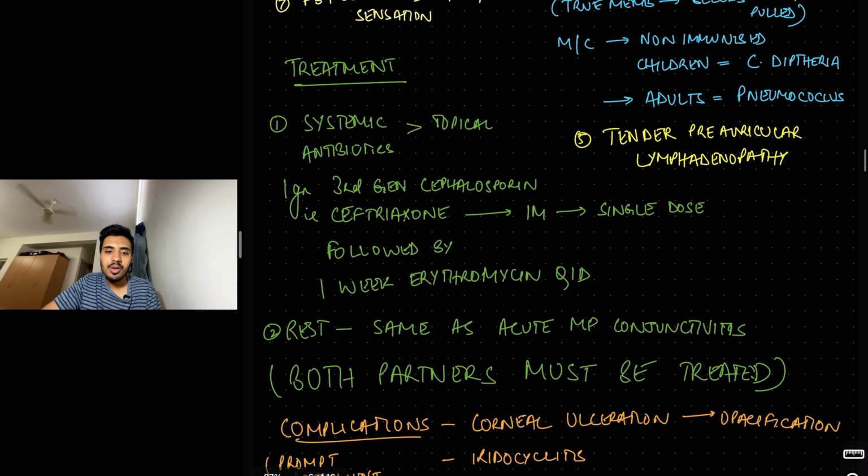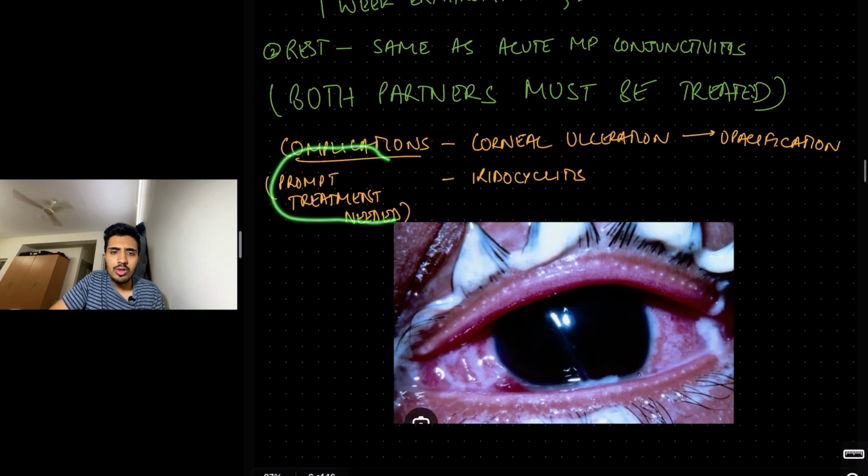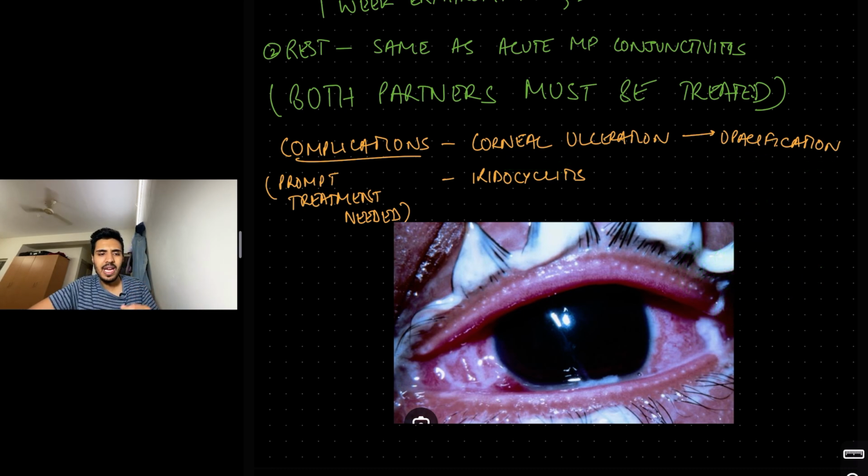And one very, very important thing, complication. You have to treat it immediately, because otherwise there will be corneal ulceration, there will be opacification, and there will be permanent blindness. You have to immediately recognize that this is hyperacute bacterial conjunctivitis: lot of pain, lot of pus, preauricular lymphadenopathy, and the pus even forms a pseudomembrane there, you can pull it off.